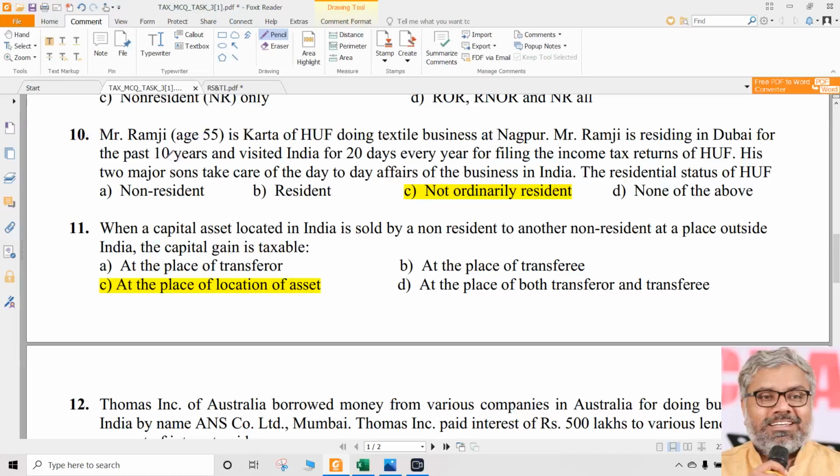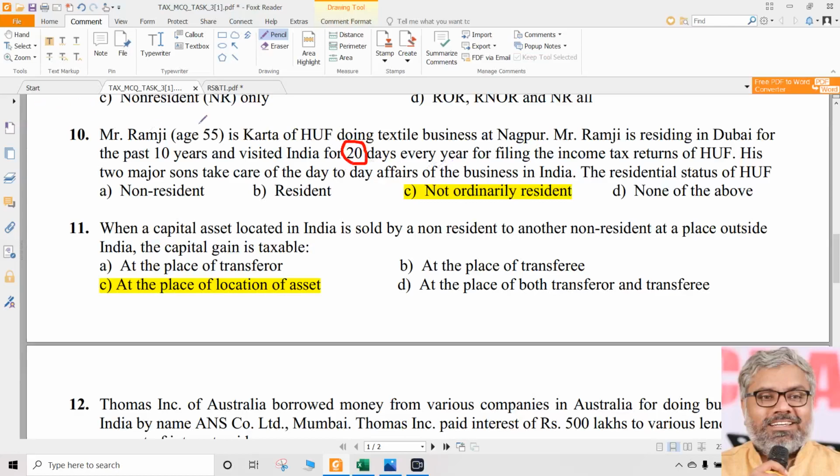Once again, question number 10. Mr. Ramji, aged 55, is a Karta of HUF doing textile business in Nagpur, but this Karta actually resides in Dubai for the past 10 years and visited India for 20 days only each year for filing the income. Why he comes, we don't care. This is all nonsensical information. He visits 20 days, that matters to us.